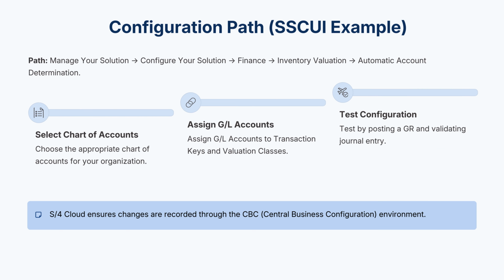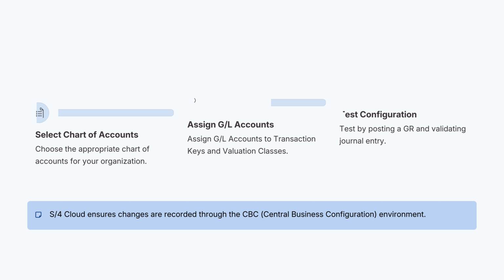Configuration path, SSCUI example. To configure account determination, go to Manage your solution, Configure your solution, Finance, Inventory valuation, Automatic account determination. Select your chart of accounts, assign GL accounts to transaction keys, and validate through a test goods receipt. The S/4 Cloud environment enforces strict governance through central business configuration to ensure standardization.